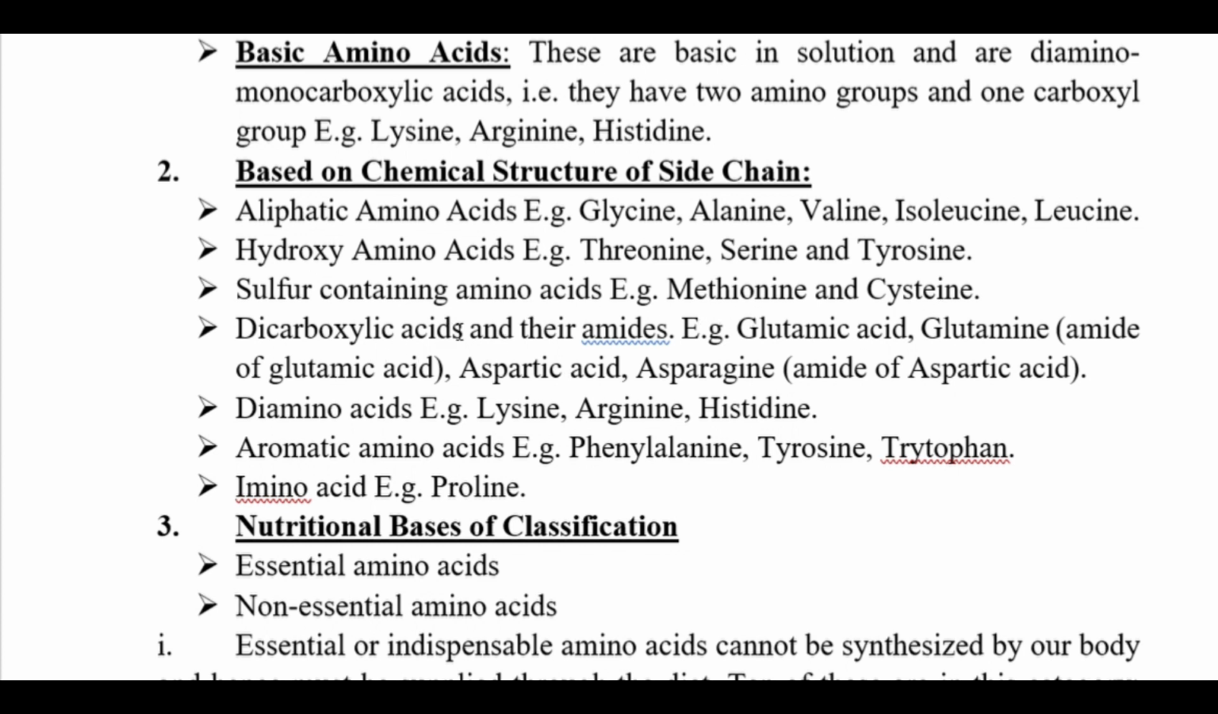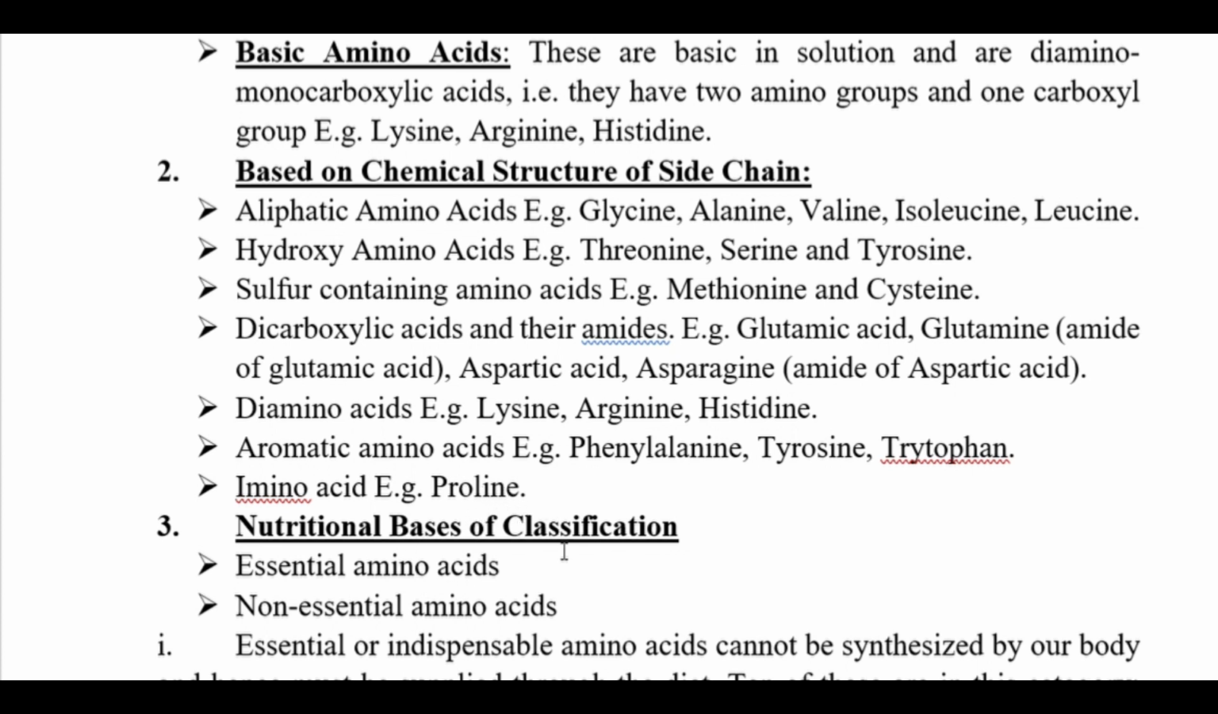Then the dicarboxylic acids and their amides, like glutamic acid is a dicarboxylic acid, glutamine is its amide, aspartic acid is a dicarboxylic acid, asparagine is its amide. Now, diamino acids, these are basic amino acids like lysine, arginine, histidine. Then aromatic amino acids, those that contain an aromatic benzene ring in the side chain like phenylalanine, thyroxine, tryptophan. Then imino acid. Now, out of the 20 standard amino acids, proline is an imino acid. It's not strictly an amino acid, but an imino acid.